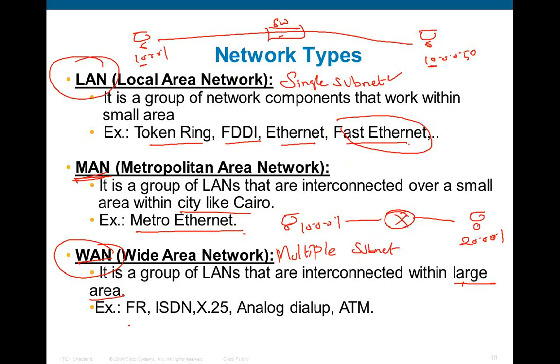So in WAN, if you see, we will have a lot of encapsulation protocols. We'll be using any one of these: Frame Relay, ISDN type of connection, X.25, very old one, analog dial-up, very old one, ATM, very old. PPP, it is missing here, point-to-point protocol, that is also a WAN protocol.